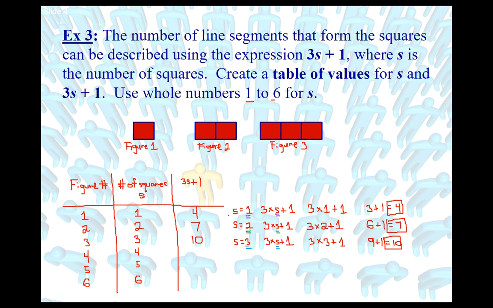Okay, at this point, we could continue to evaluate the expression for s equals 4, 5, 6, but now we should be able to identify the pattern. So what's going on at the 3s plus 1 values? Well, for every next shape, we are going up by 3. So 4 plus 3 is 7. 7 plus 3 is 10. 10 plus 3 would be 13. 13 plus 3 would be 16. And then 16 plus 3 would be 19. Now, I should point out that, well, what does this expression represent, 3s plus 1? It represents the number of line segments in the shape.